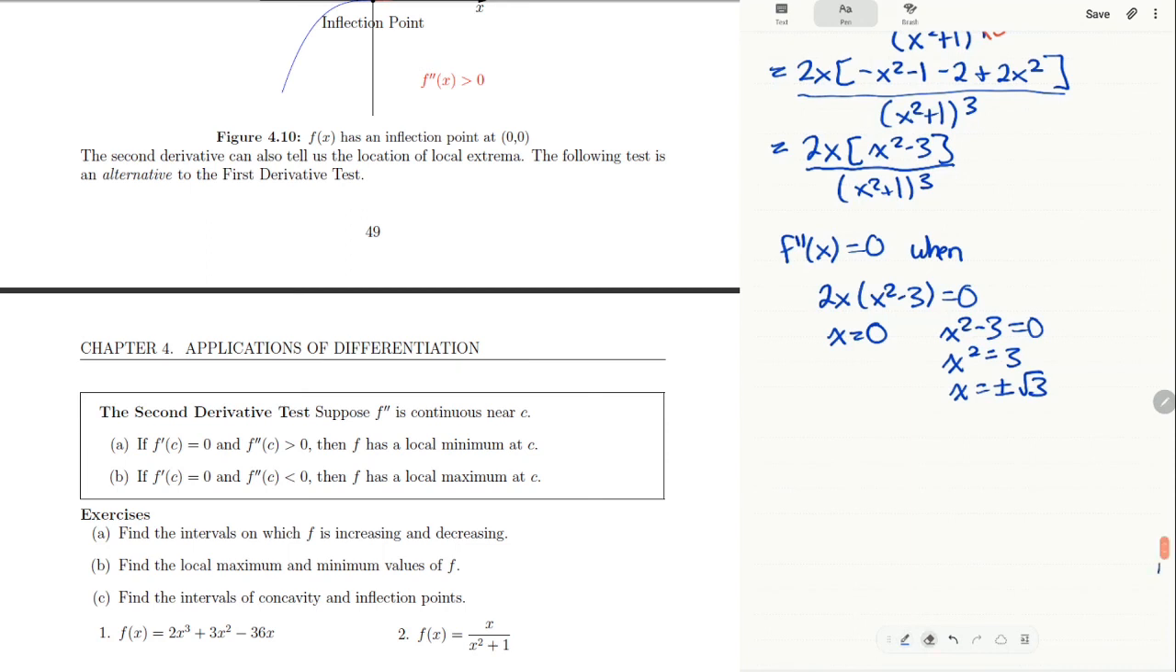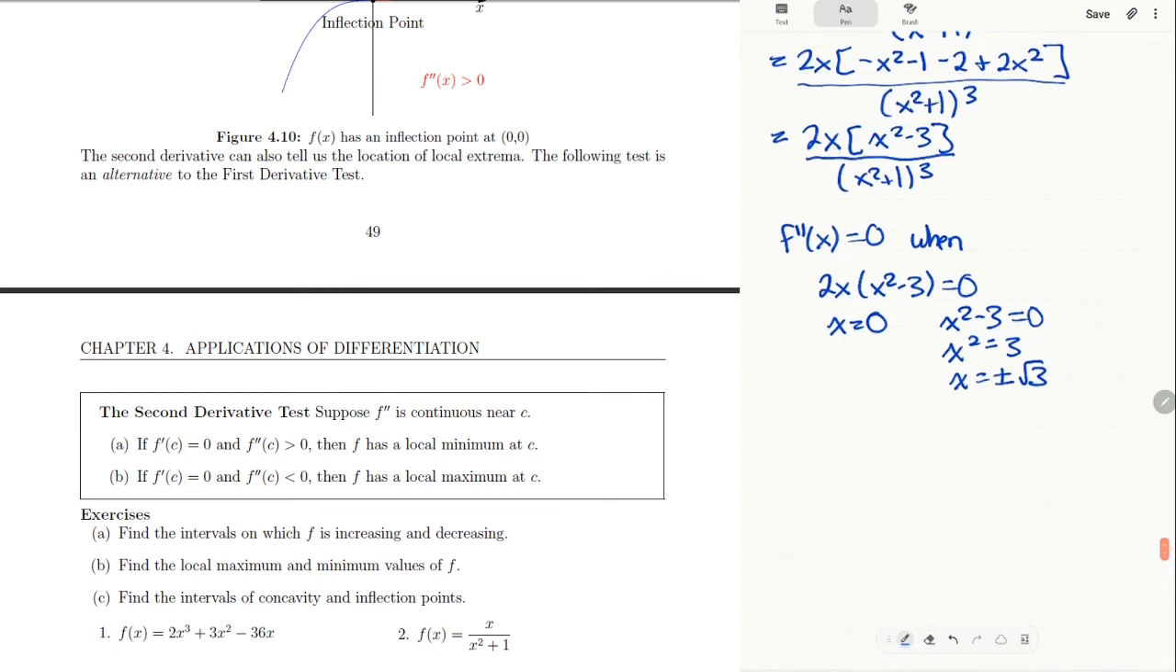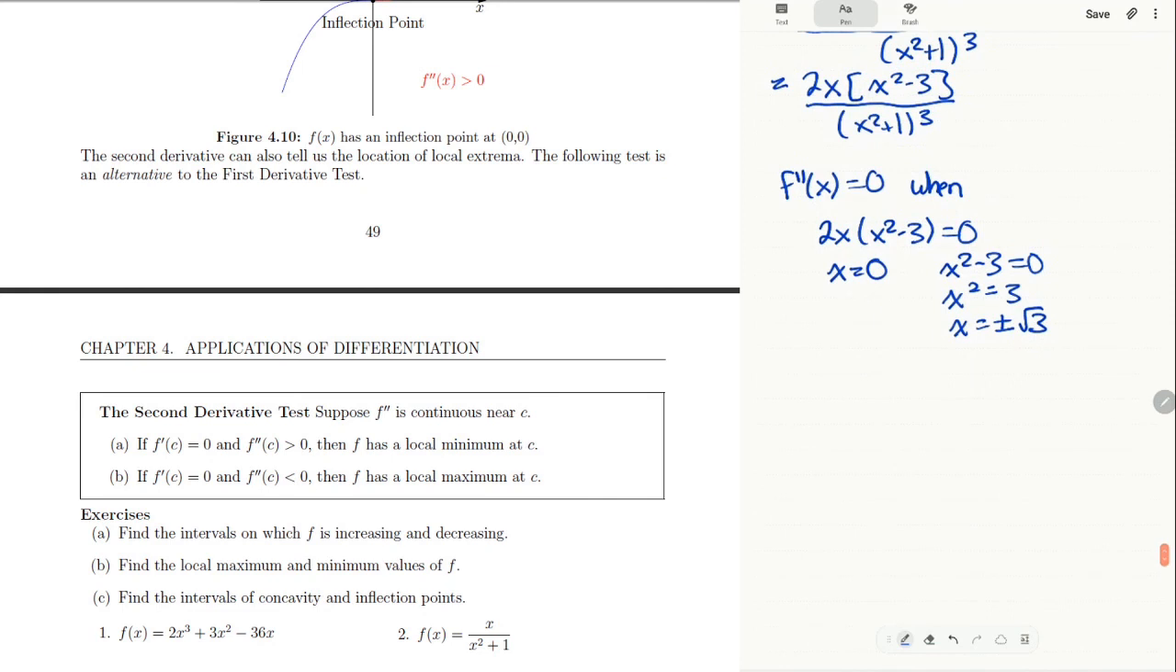And if you check for when the second derivative is undefined, we see that there are no real solutions for when the denominator is equal to 0. So the second derivative is never undefined. So now let's plot on the number line the zeros of the second derivative, which we found to be negative root 3, 0, and positive root 3.